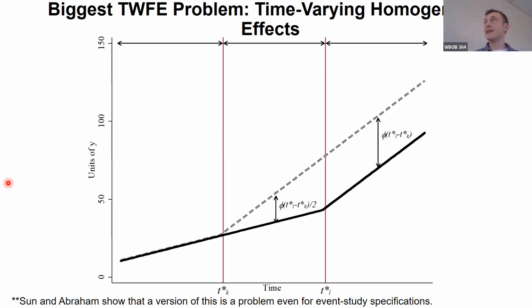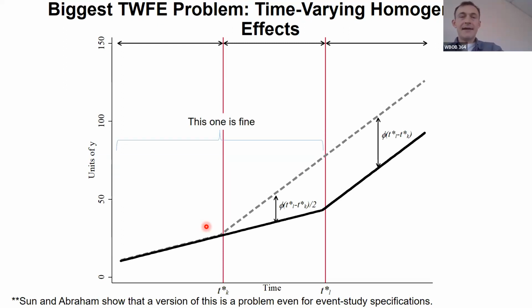So let's imagine, this is the last thing I'll say on this. Imagine that the early group turned on treatment at T star K, and its treatment effect was not a shift, it was a big trend break. So treatment makes outcomes start to grow faster. And then a little while later, the black line becomes treated and they get the same trend break.